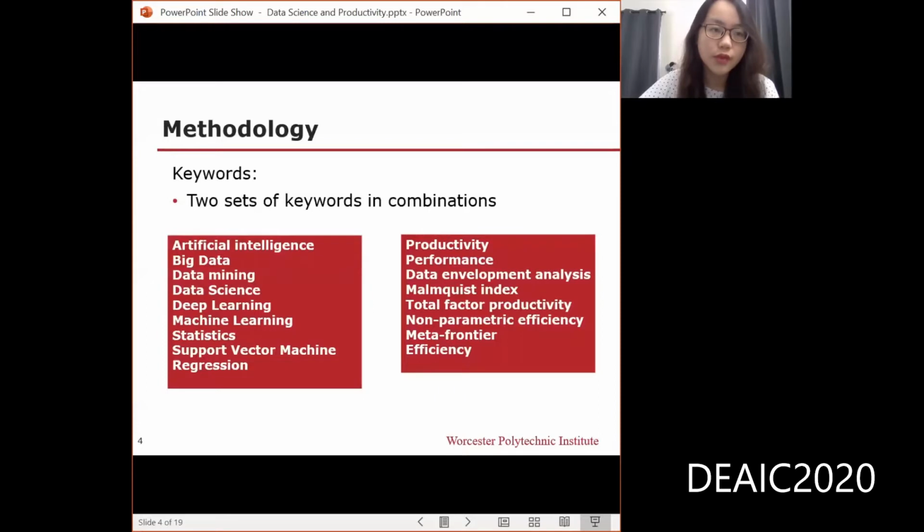In order to search for the articles, we use two sets of keywords in combination. The first set consists of data science techniques including artificial intelligence, big data, data mining, data science, deep learning, machine learning, statistics, support vector machine, and regression. For the second set, we used productivity, performance, data envelopment analysis, Malmquist index, total factor productivity, non-parametric efficiency, meta-frontier, and efficiency.